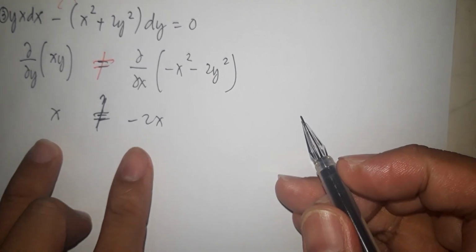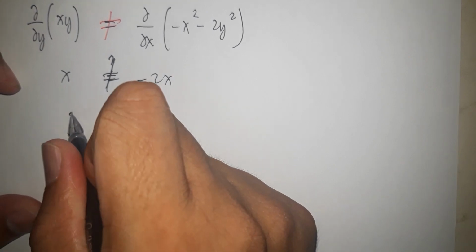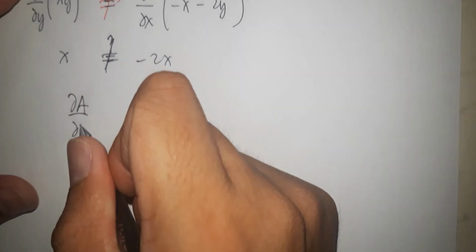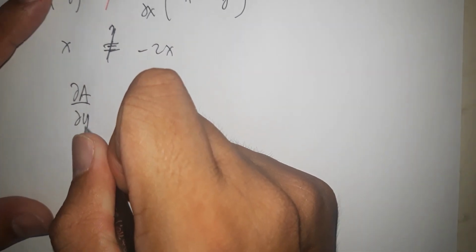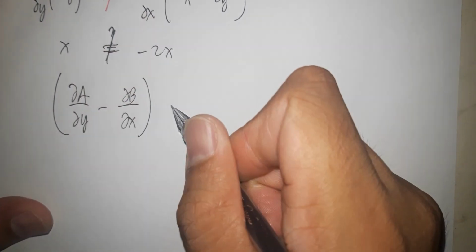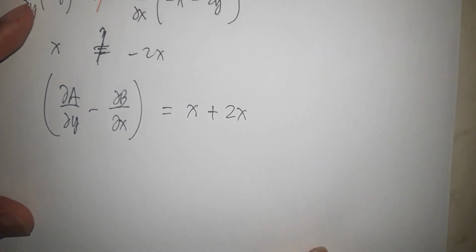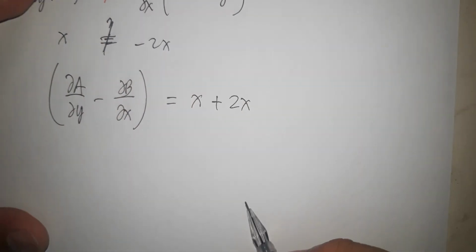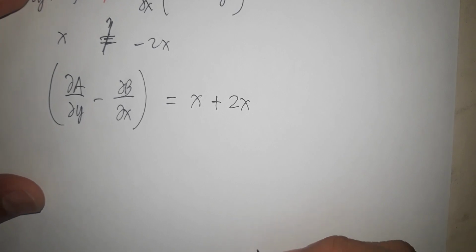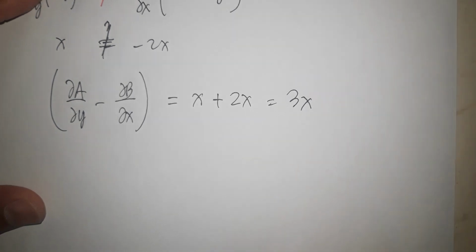So, pag kinuha natin yung magiging partial derivative ni a with respect to y minus partial derivative ni b with respect to x is equal to x plus 2x. Kasi minus eh. So, magiging x plus 2x. So, this gives you 3x.